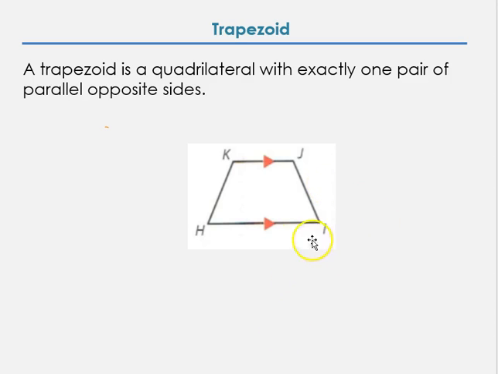Some interesting facts about this trapezoid: the parallel sides of the trapezoid are called bases. So KJ and HI are called bases. The other two sides, KH and JI, are called legs. If the legs are congruent, then the trapezoid is called an isosceles trapezoid. Think about the shape that you have for an isosceles triangle. In fact, this is an isosceles trapezoid, this drawing, and if I were to extend these two sides, KH and JI, they would meet and you would have an isosceles triangle.